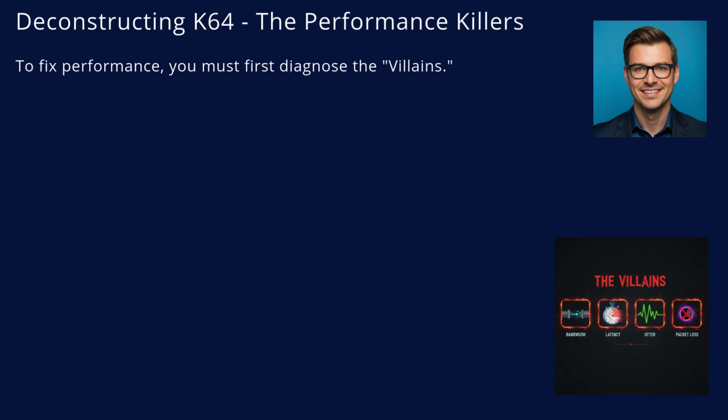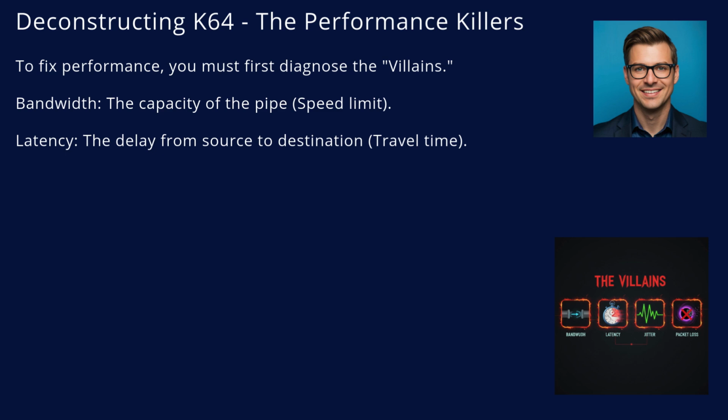Let's use my scaffold and ascend method. Before we can fix performance, we must identify what kills it. We call these the performance killers. First, bandwidth. This is often confused with speed, but it is actually capacity. It is how wide the pipe is. Second, latency. This is the time it takes for a packet to travel from A to B. High latency makes everything feel sluggish.